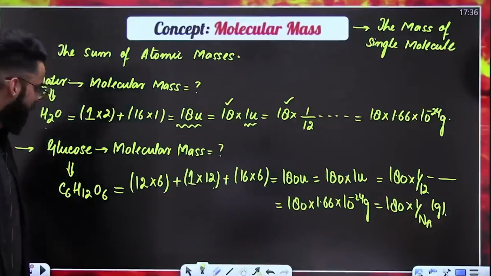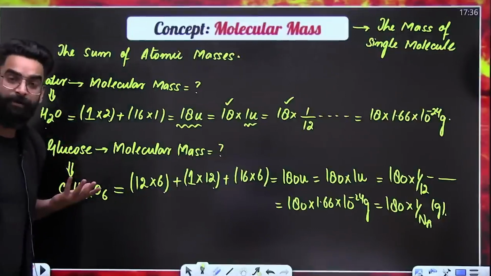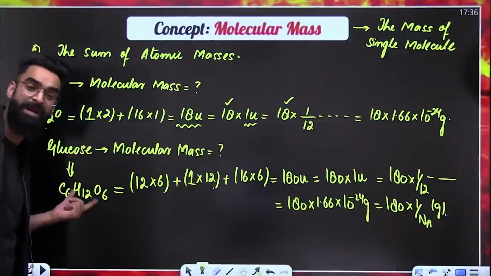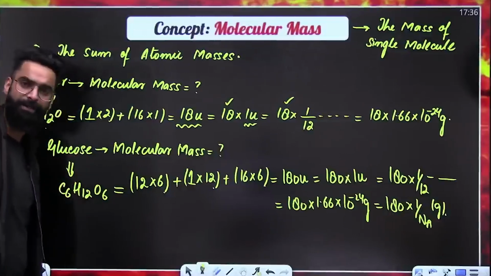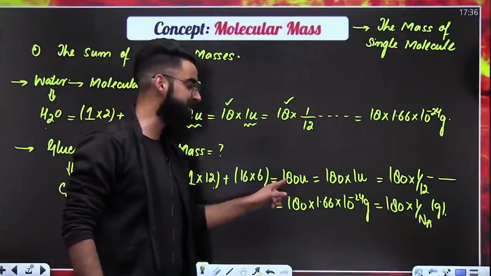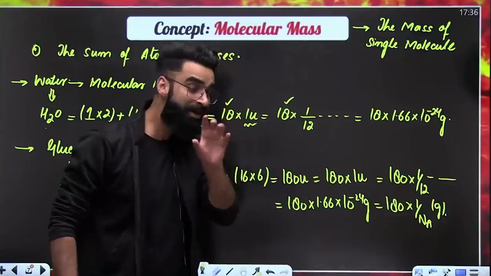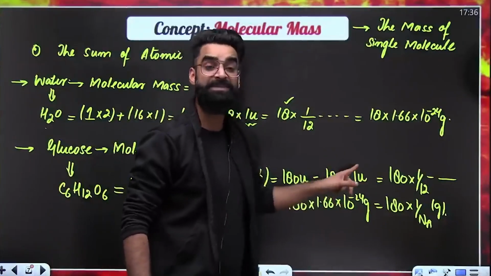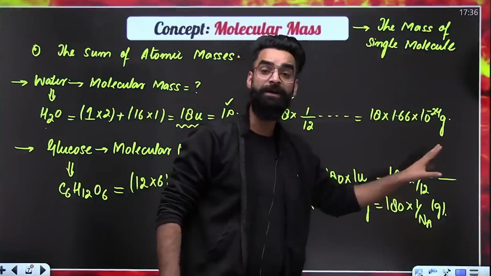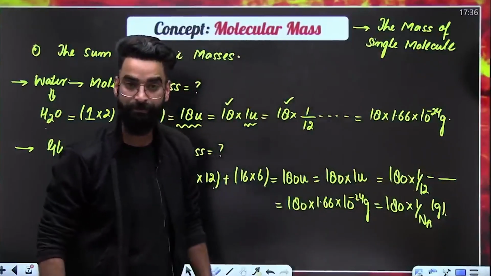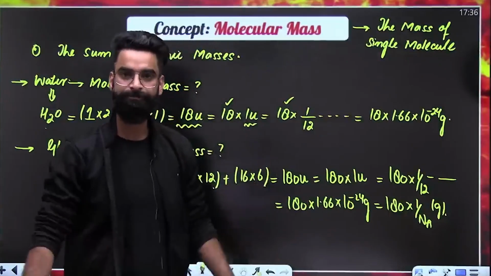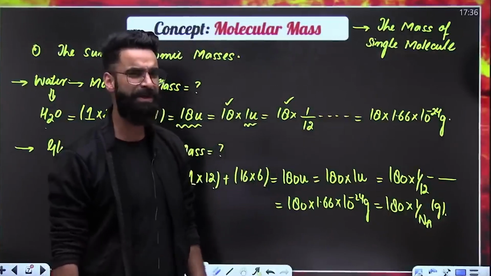Right, people? So, what was I supposed to calculate? I was supposed to calculate the molecular mass of glucose, the mass of one molecule of glucose. And how did I do it? I just did the sum of atomic mass, nothing else. The molecular mass of glucose came out to be 180. So, one molecule of glucose is 180 times heavier than 1U, 180 times heavier than 1/12 of the mass of carbon 12. This is the mass of one molecule of glucose. That's all. Right? Is this super clear to everyone?